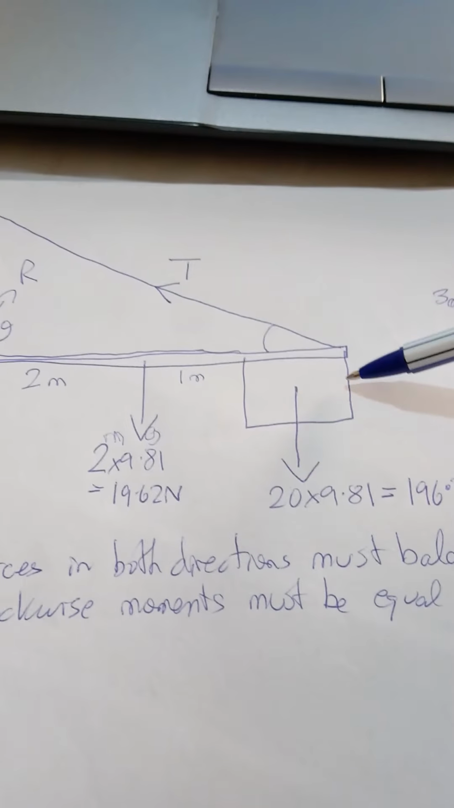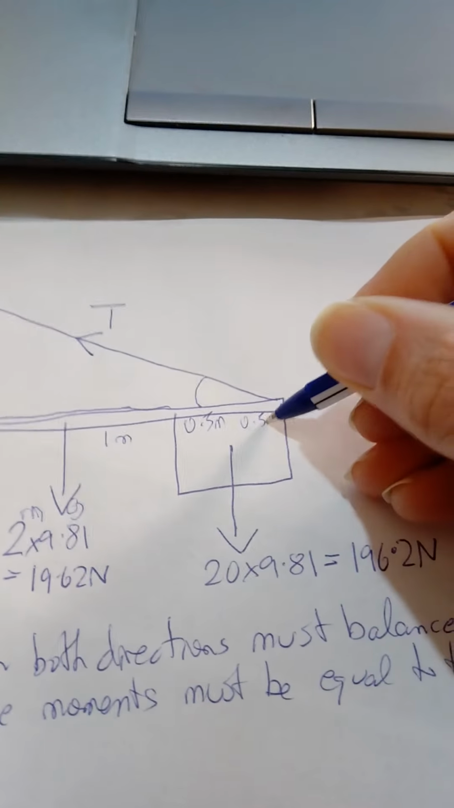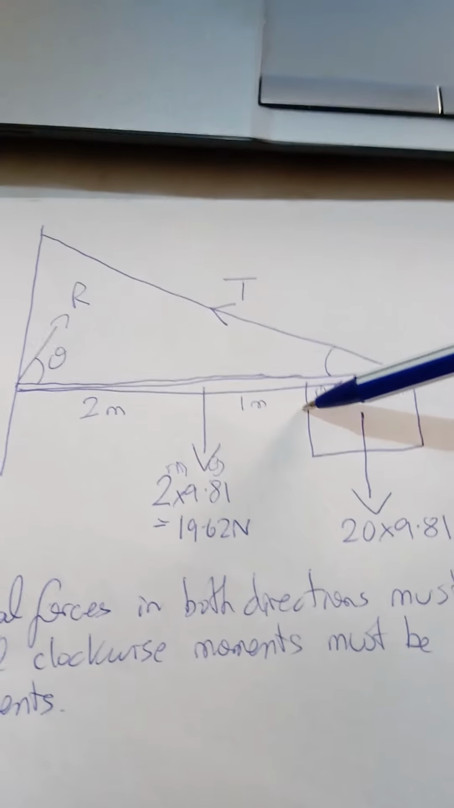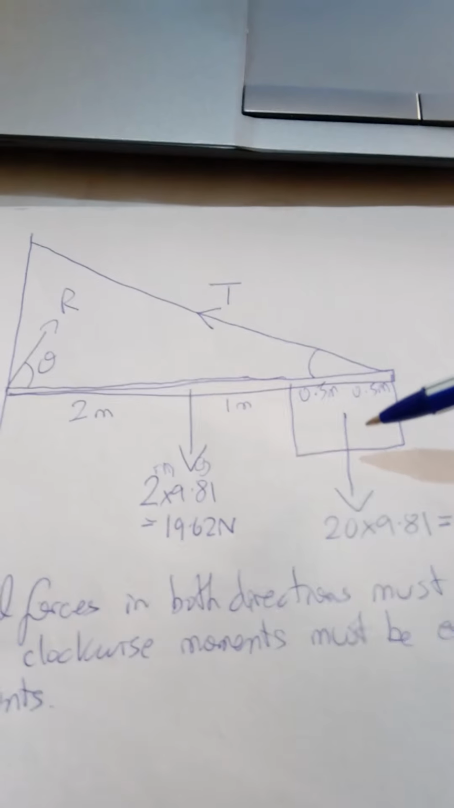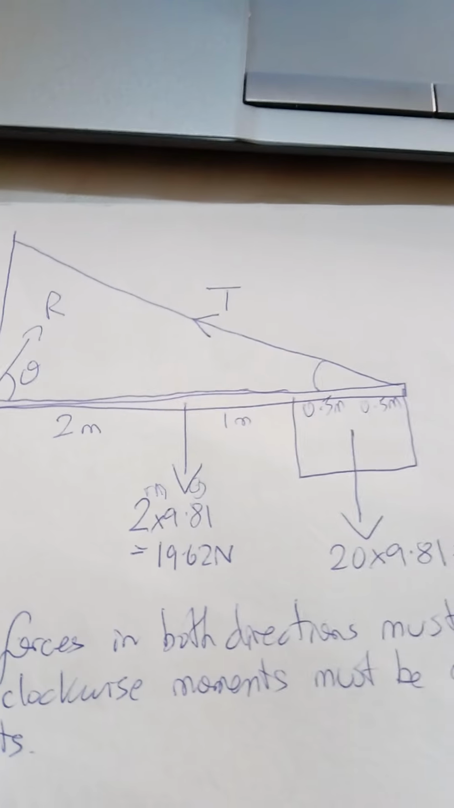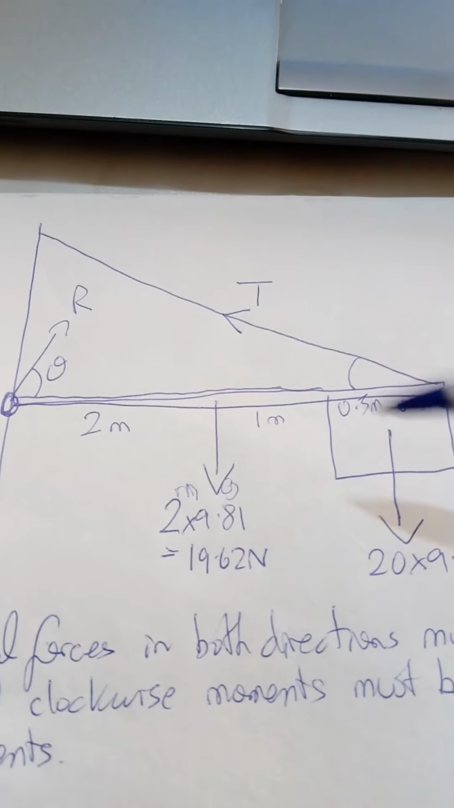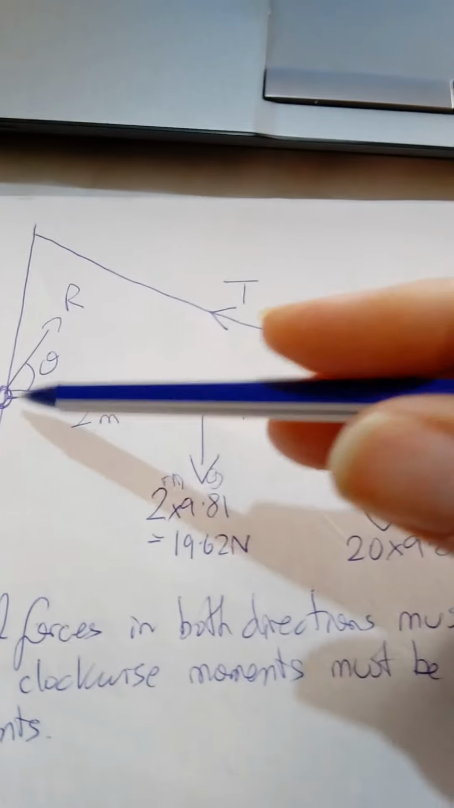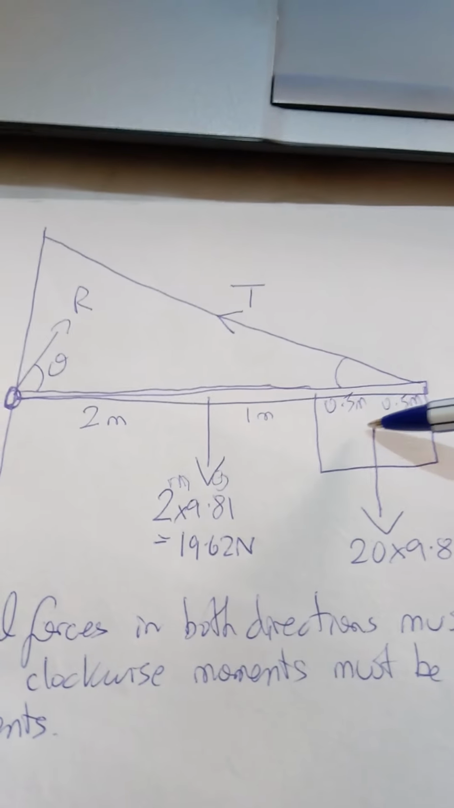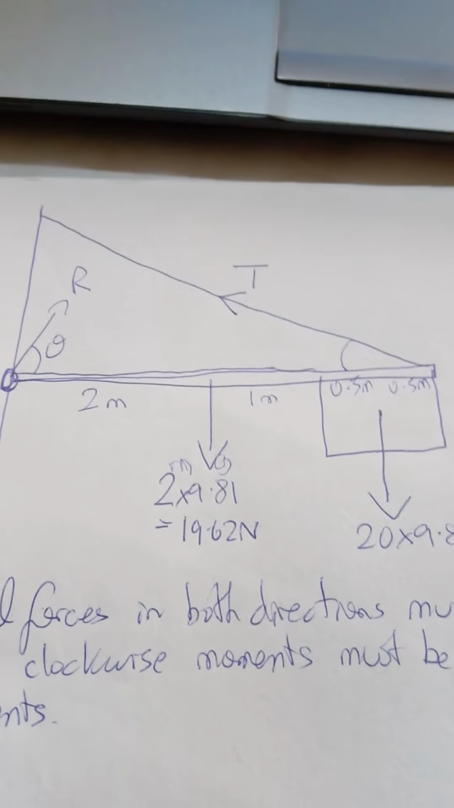The sign has a total length of 1 meter, so this will be 0.5 meters and this will be 0.5 meters. From here to here we've got 1 meter, from here to here we've got 1 meter, so we can see also the distances to the pivot, because here we're going to have the pivot of rotation. The distance from this weight to the pivot is 2 meters. The distance of this weight to this pivot will be the whole 2 meters plus this 1 meter together with this 0.5 meters. So the distance from here to here will actually be 3.5 meters.